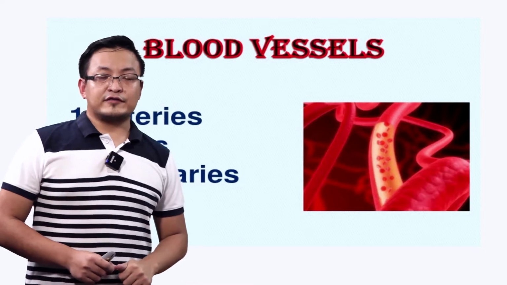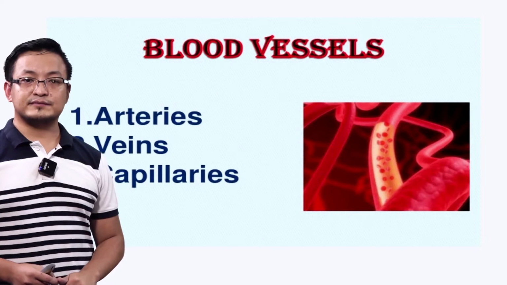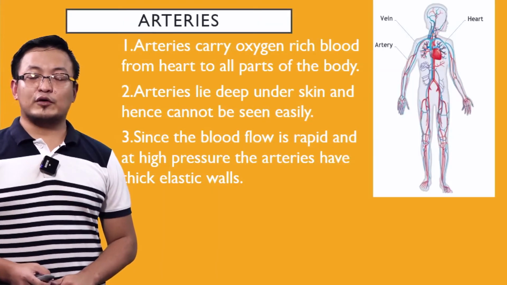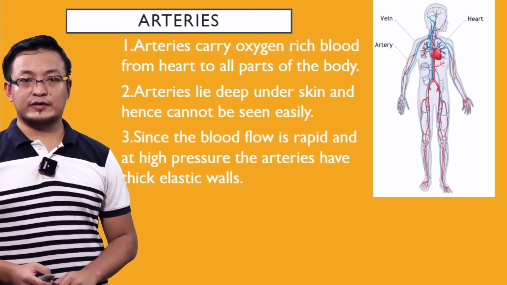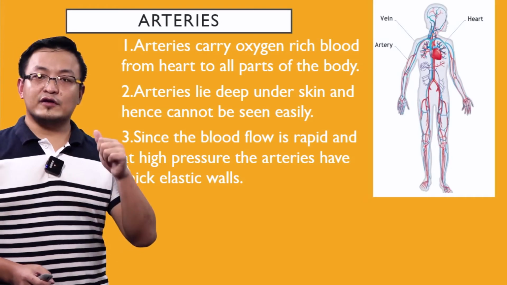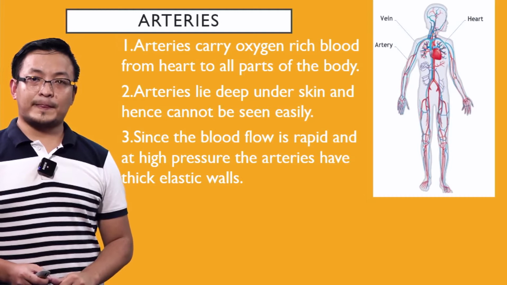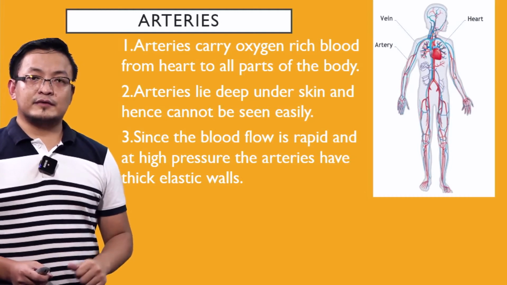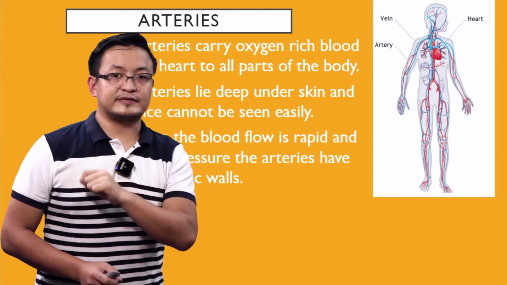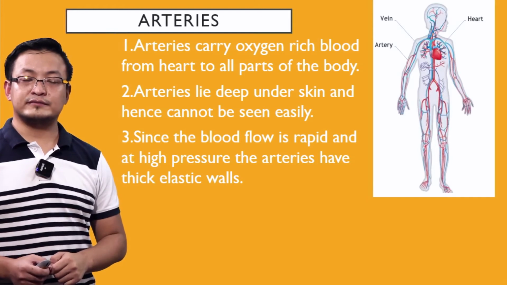Okay, so students will discuss the three types of blood vessels one by one in detail. First, we'll discuss the arteries. Arteries carry oxygen-rich blood. Students, you have to remember this: arteries carry oxygen-rich blood from the heart to all parts of the body.